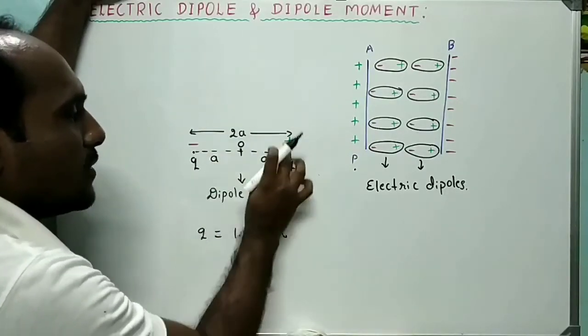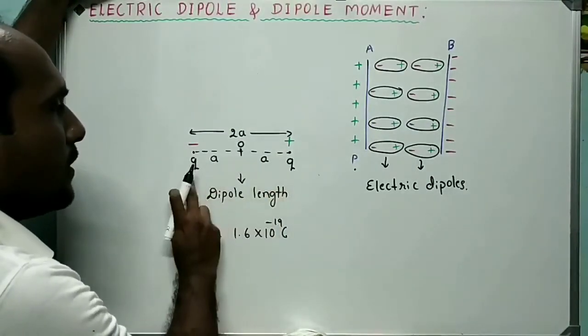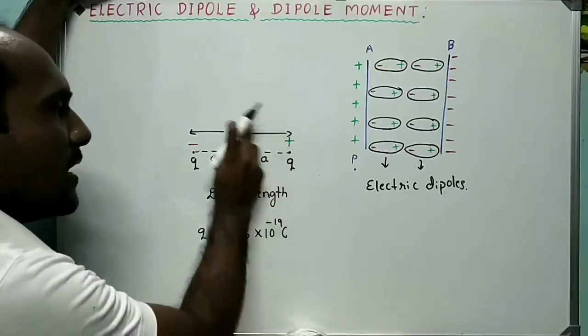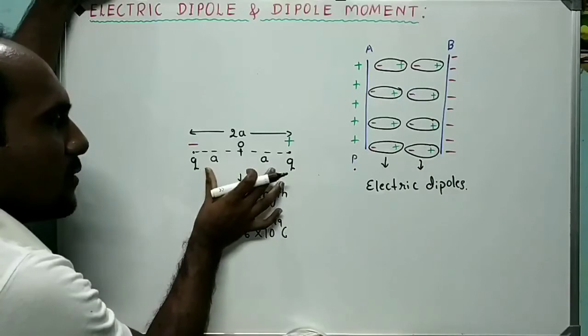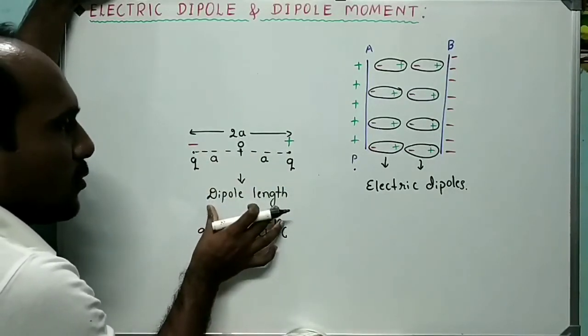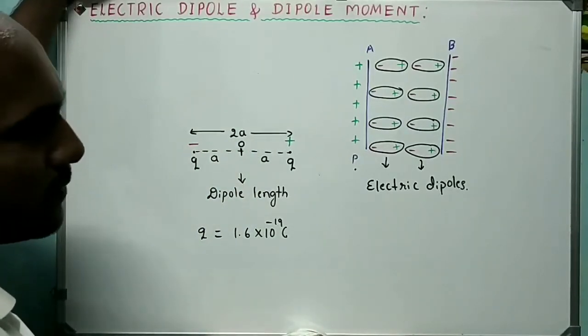This is dipole length. What is an electric dipole? A pair of equal and opposite point charges separated by some distance constitute an electric dipole, and the distance between these two unlike charges is called the dipole length. For convenience, we will take the dipole length as 2a because midpoint O gives the position of the electric dipole.